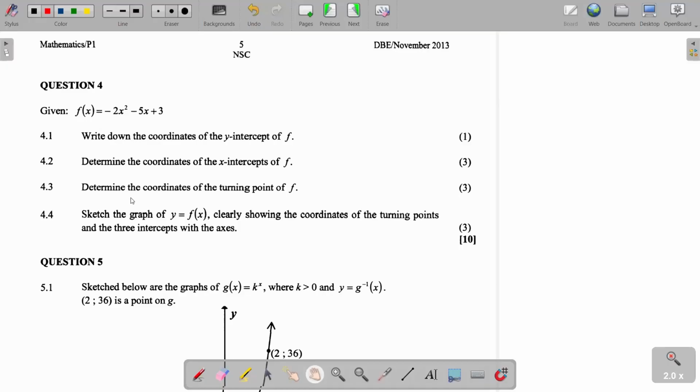Good morning. Today we are going to be doing functions guided by the paper from the Department of Basic Education written in November 2013.